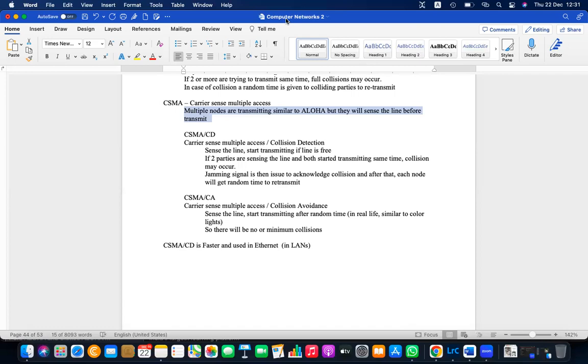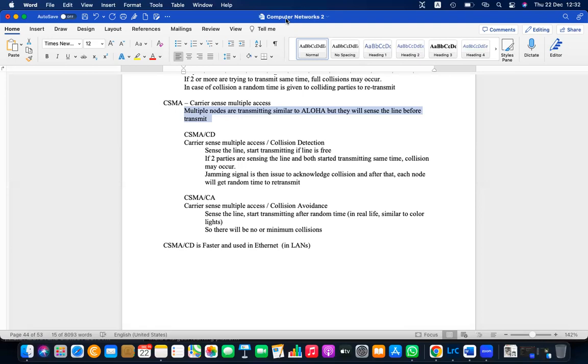It is sensing the line, then how can collisions occur? Don't know, sir. So what if two parties sense the line at the same time and both detect it? There will be a collision. Both parties sense the line, both think no one is on the road, and both put vehicles in at the same time. Then what will happen? That is the place where the collision occurs, right?